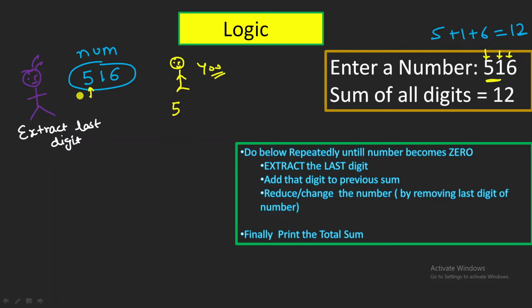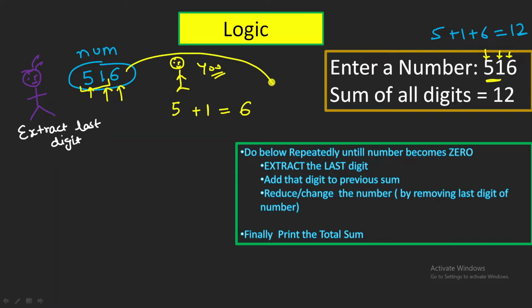Okay, now in the next step, your friend gives you the next digit, that is 1. So now if we have the 1, then we can add this 1 with the previous 5, right? So now we have the sum as 6. That means we have the sum of both the digits, right? Now your friend again extracts the third digit from this big number, and he gives you the 6.